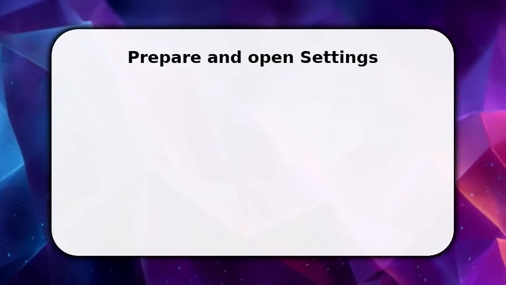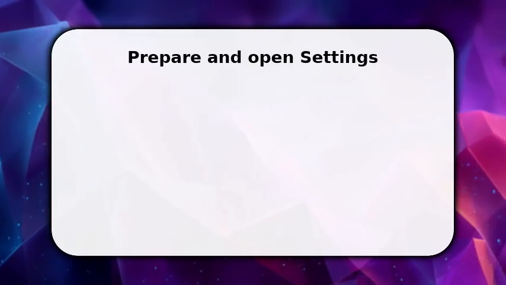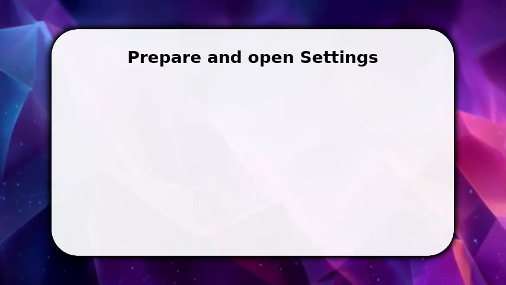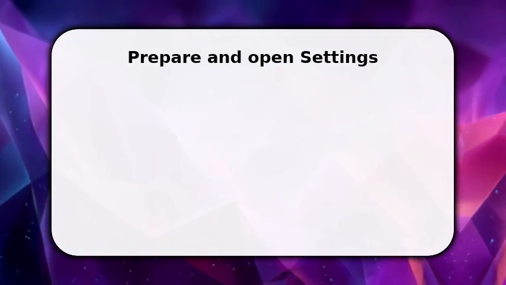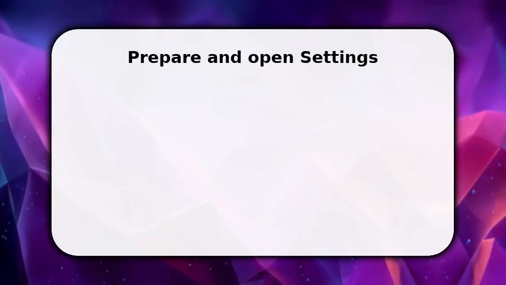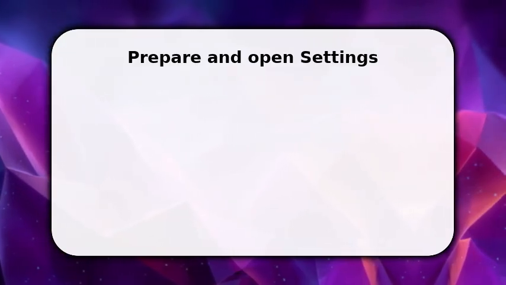You're starting right away. Make sure your Moto G85 is unlocked and has at least 20% battery so it won't sleep mid-check. Open Settings from the app drawer or swipe down and tap the gear icon. This gets you straight into system controls.